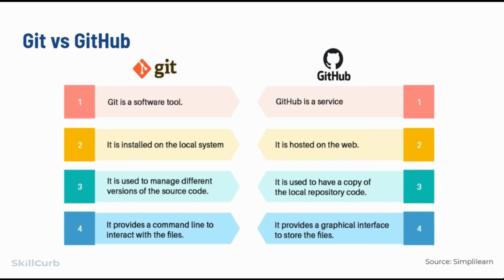Git provides a command line interface tool that allows you to interact with your files, whereas GitHub has a graphical interface that allows you to check in and check out the files.